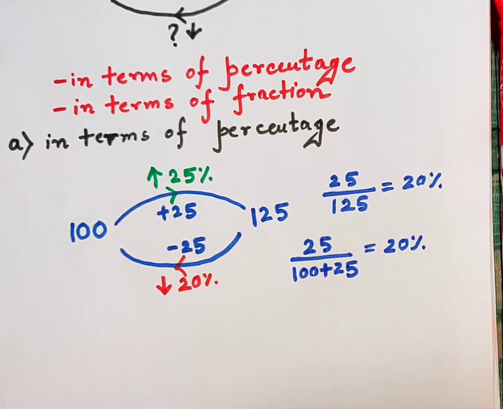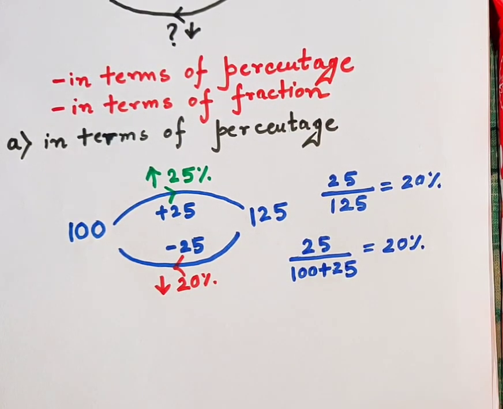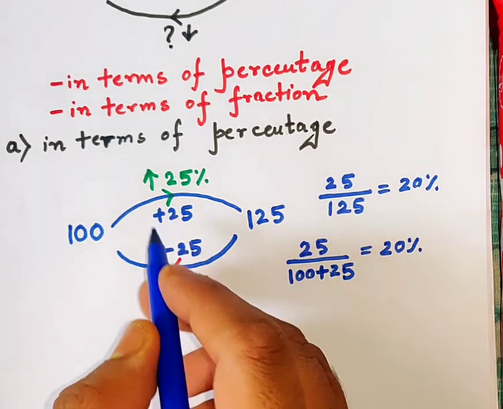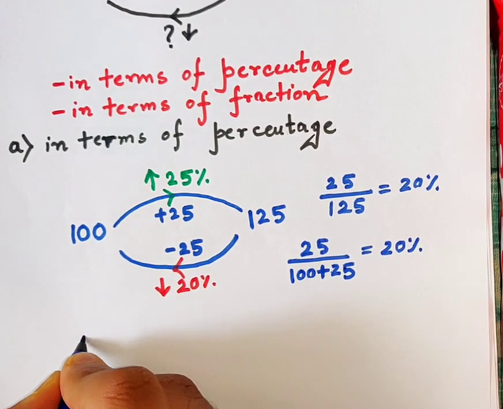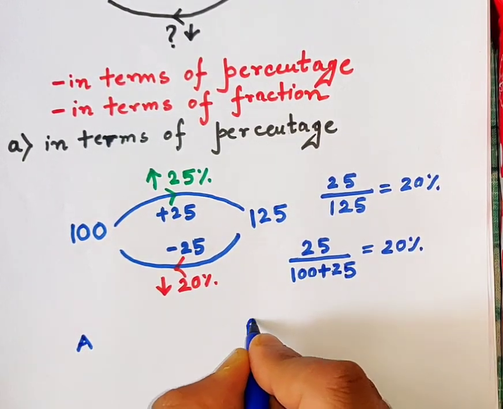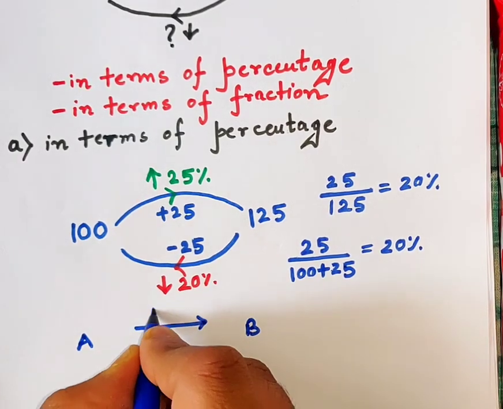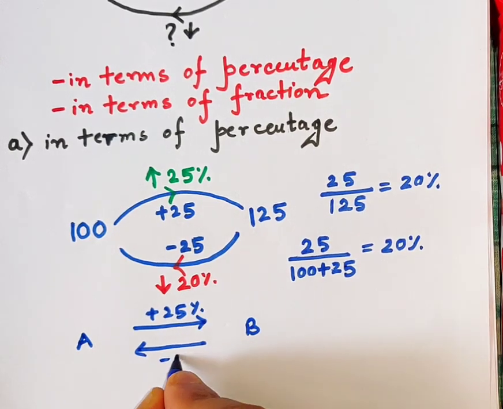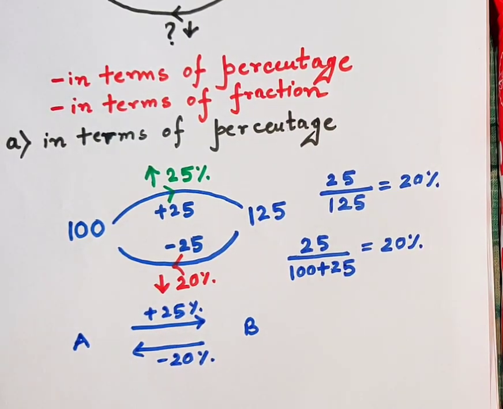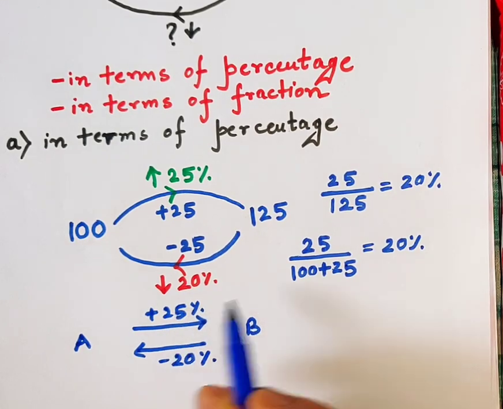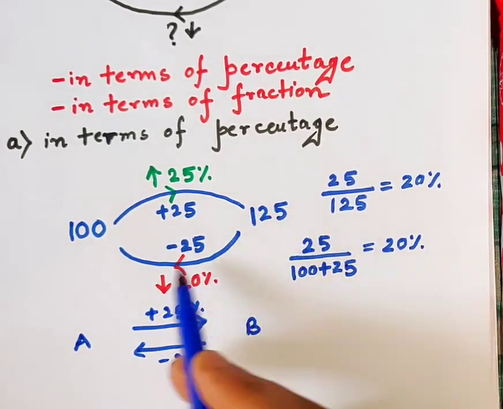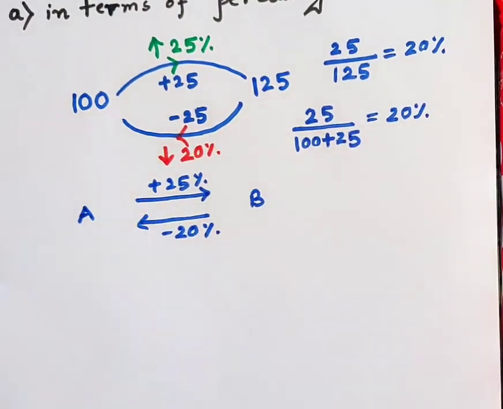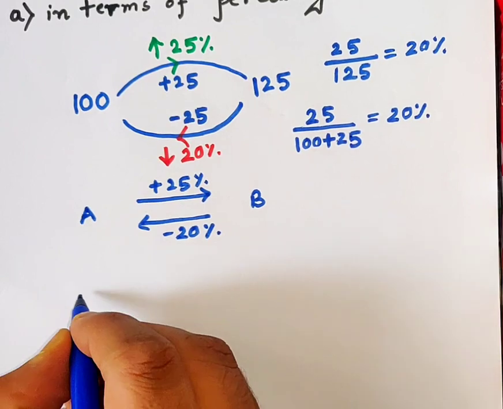So I hope this is clear to you. That means this same thing can be A and B. So if you increase A by 25%, you need to reduce B by 20% to come back to the initial value. How do you get 25 by 100 plus 25? This is the concept behind that. Similarly, you can reduce also. Then what to do? Suppose you have 100.